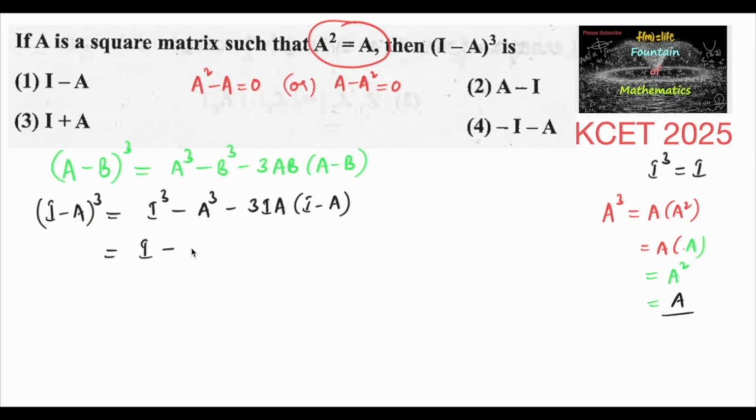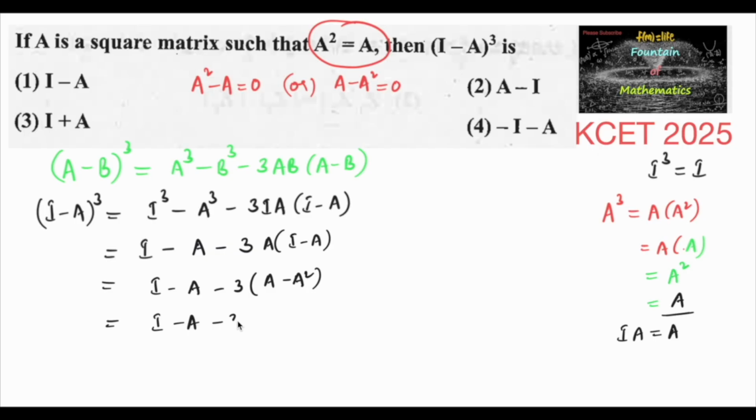So therefore A cube is equal to A, minus 3 times I into A will become A, because an identity matrix multiplied with any non-zero matrix can be considered the same matrix A, of (I minus A). So I minus A minus 3 times A into I is again A, minus A into A is A square. So I minus A minus 3 into, we have that A minus A square is 0. So here we can say 0. We can write I minus A minus 0. So (I minus A) whole cube we can consider to be I minus A, which is our option 1. Option 1 is the answer.